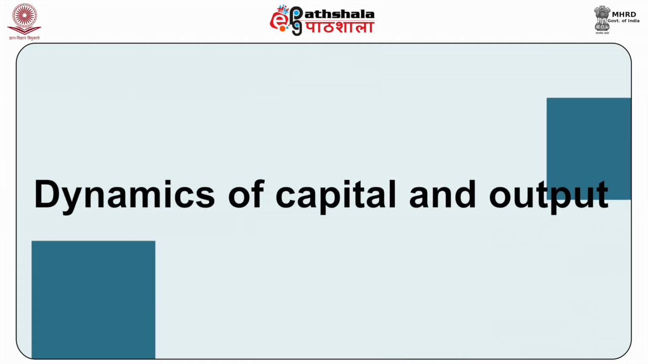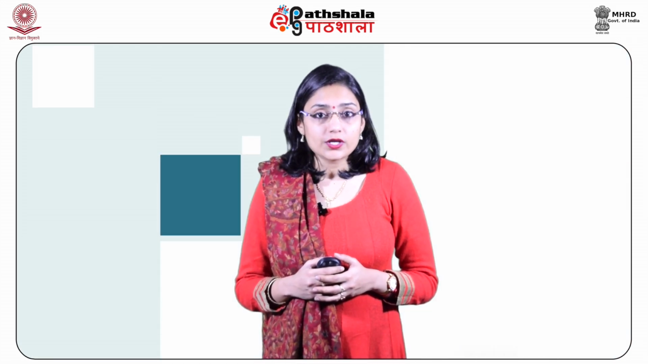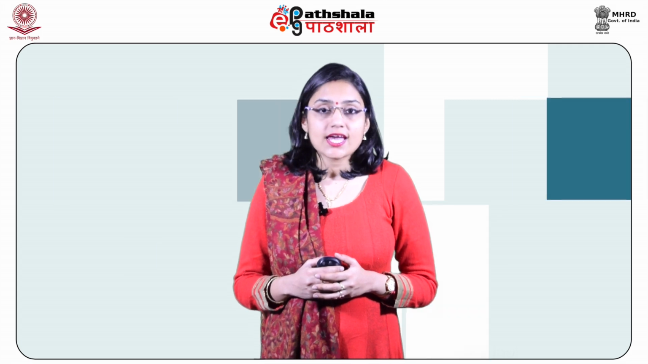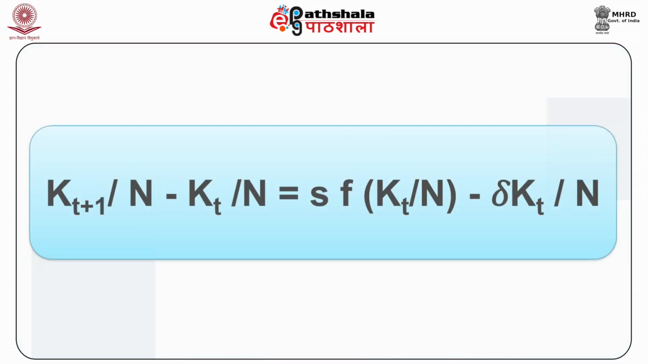Dynamics of capital and output. By putting the value of output per worker from equation 1 in equation 5, we get K(t+1)/N minus K(t)/N is equal to s into f(K(t)/N) minus lambda K(t)/N.